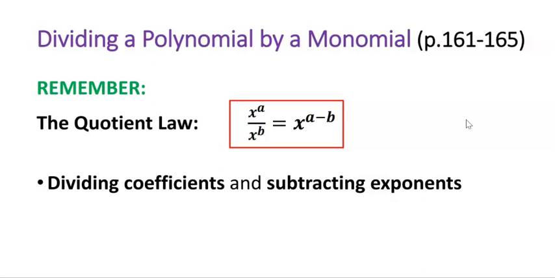Before we begin, we need to remember what the quotient law tells us, that when we are dividing, we can divide coefficients and subtract exponents. So in the example here, if we have 10x to the power of a divided by 2x to the power of b, for our coefficients, we would divide. 10 divided by 2 is 5. And then we would subtract our exponents, a minus b.